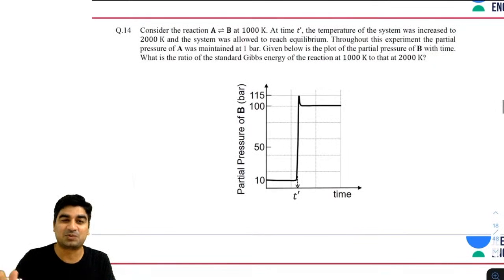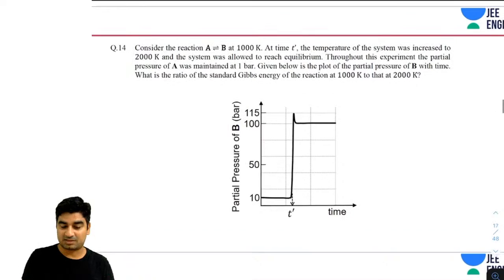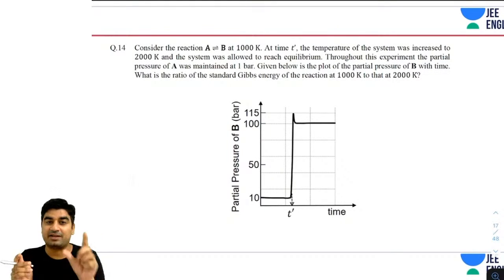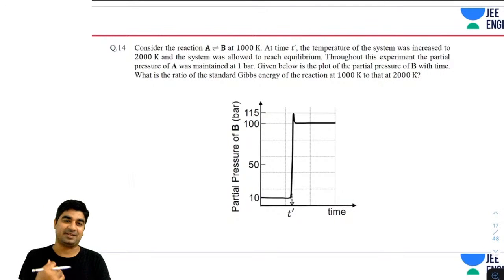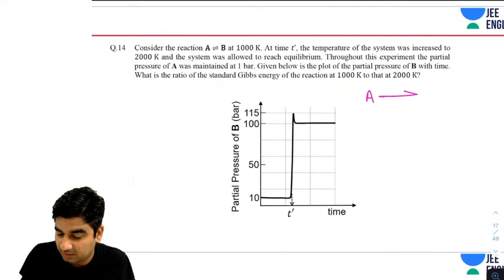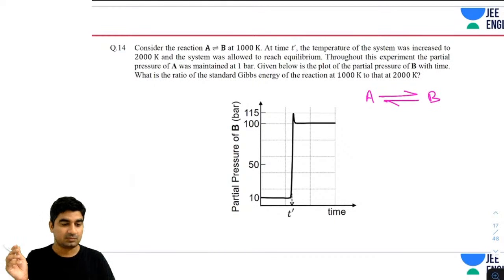Now again let's move to the next problem, and it's really a very good problem, guys. Just see it. This is the problem where thermodynamics and chemical equilibrium have been combined. So now you are given this reaction A and B. Okay, Osho?